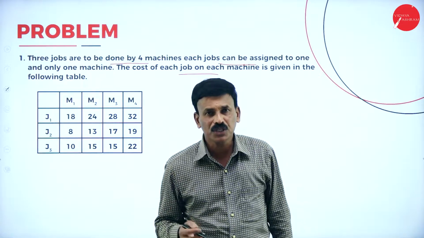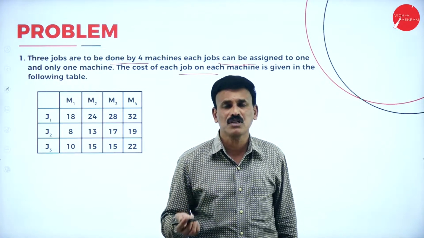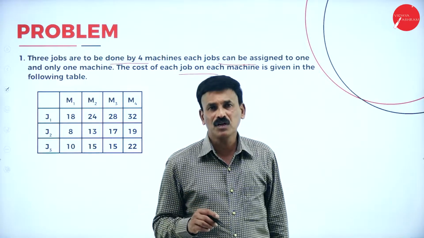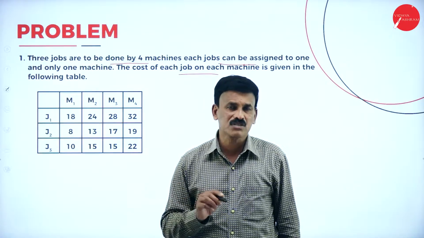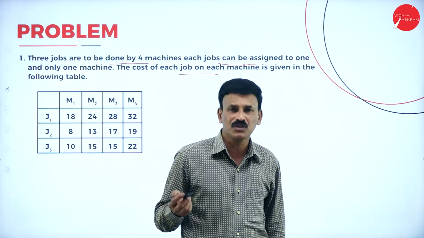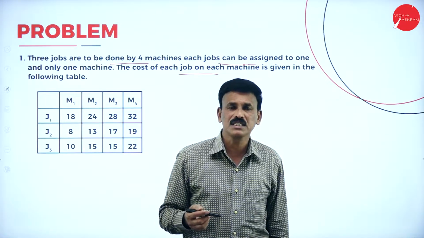So just find the row minima, column minima and go for row scanning and column scanning. If the number of lines drawn is equal to the order, then we say it is optimal. We will check the optimality, right?